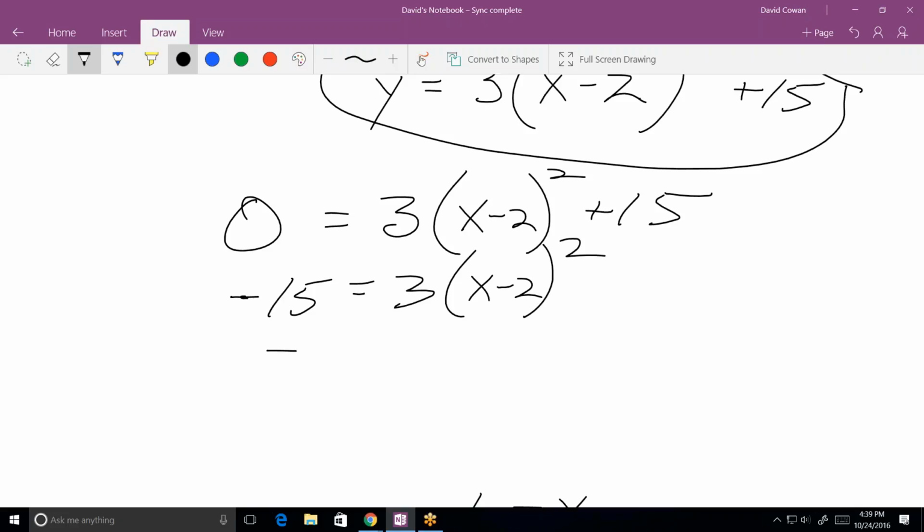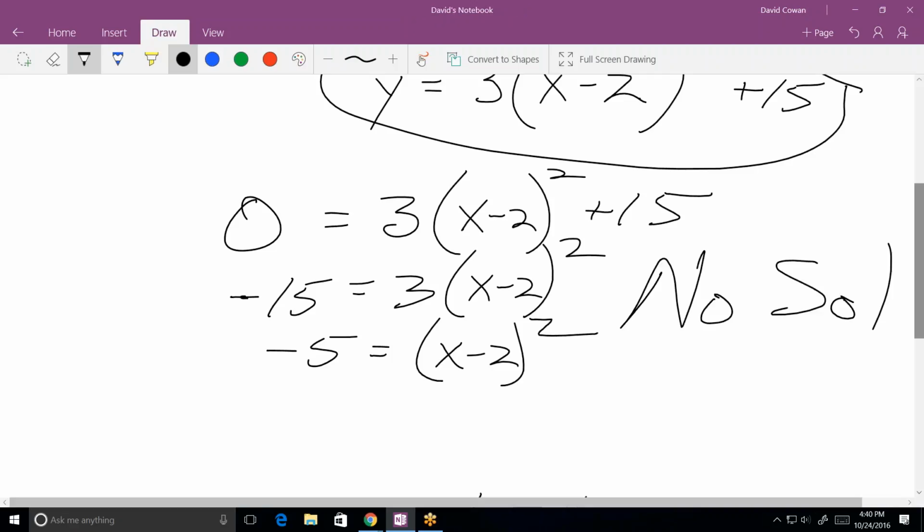Divide by 3. Now what? Square root both sides. What's the square root of negative 5? I don't really know. No solution. You cannot take the square root of a negative number. Unless you make it imaginary, right? Have you had imaginary numbers? Yes. Well, then let's do the imaginary solution. I wasn't sure if you'd had it.